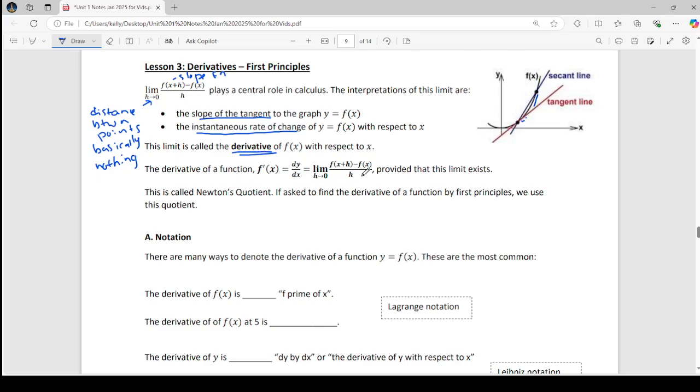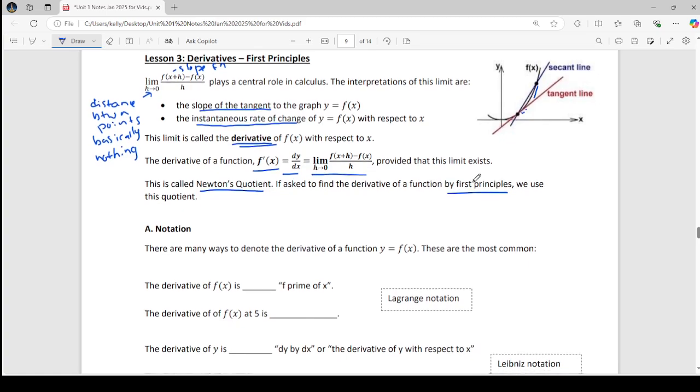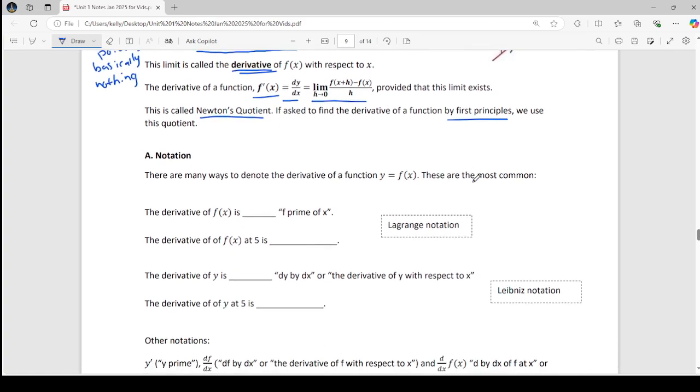So this definition, the derivative of the function, we're just going to talk about the notation quickly afterwards, is written like this, and it's true provided that this limit exists. This is called Newton's quotient, and if you're asked to find the derivative of a function by first principles, we use this quotient.